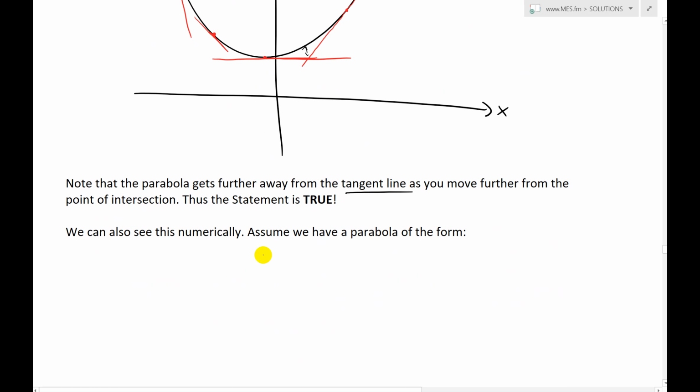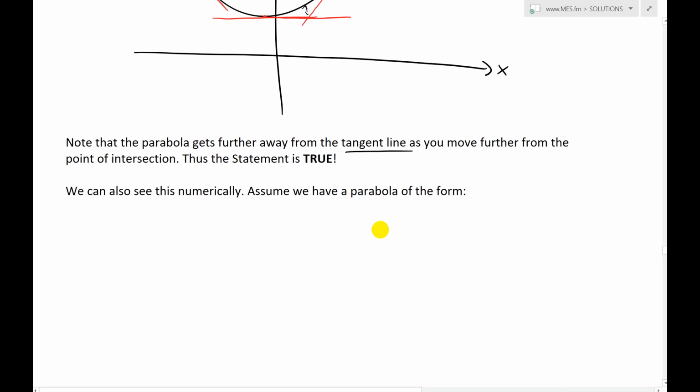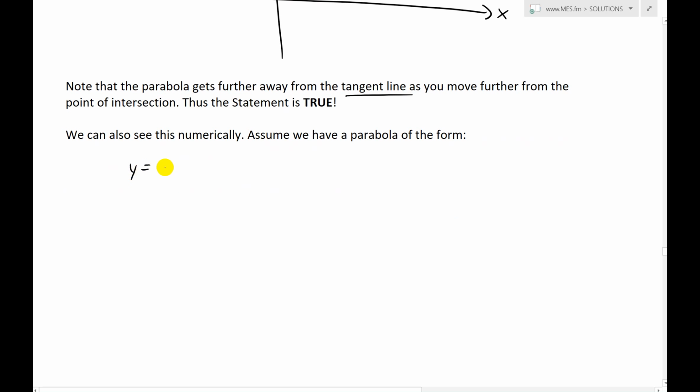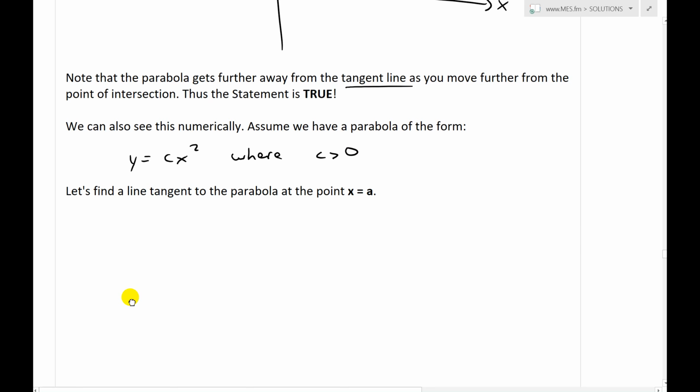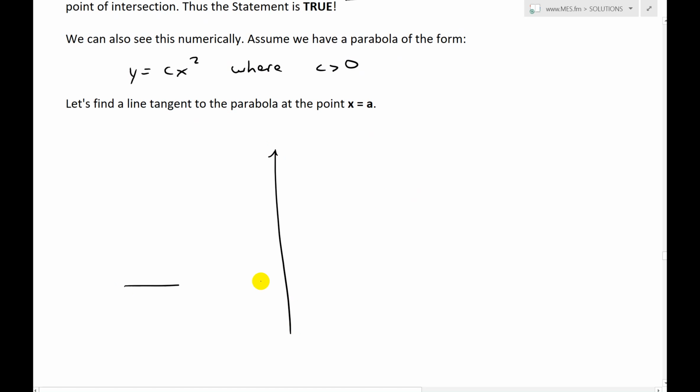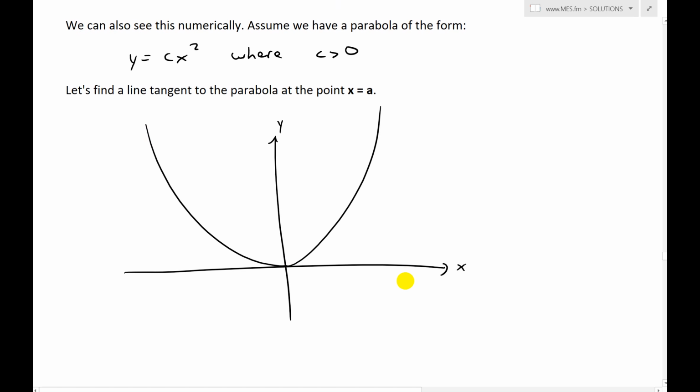And we could also see this numerically, by assuming we have a parabola of the form y equals cx squared, where c is greater than 0. Let's find a line tangent to the parabola at the generic point x equals a. This one is going to be opening up with the origin as the center of the parabola, so y and x is going to look something like this, and it opens up like that. So this is our y equals cx squared.